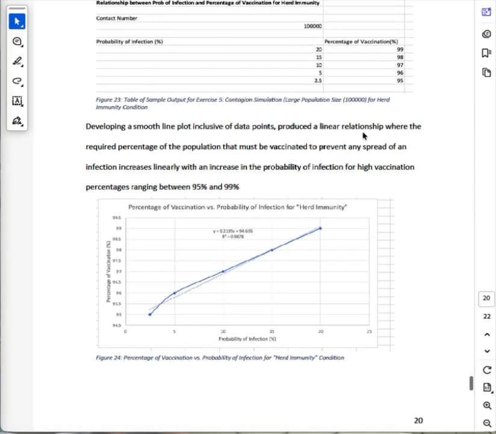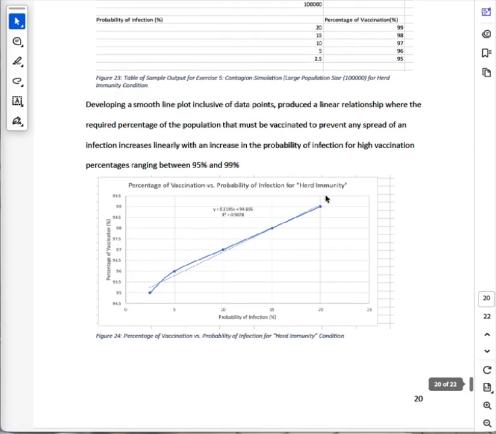Shown in figure 24, it was determined that the percentage of the population that must be vaccinated to satisfy this herd immunity condition increases linearly with the probability of infection, again for these high vaccination rates of between 95% and 99%. It was studied for rates below 95% and determined to be pretty impractical, as the probability of infection would have to be under 2.5%, which is very unrealistic in practice, that any disease will have that kind of infection rate.